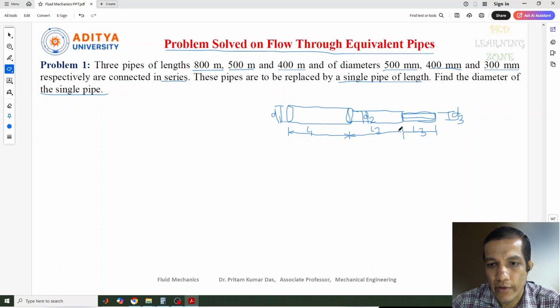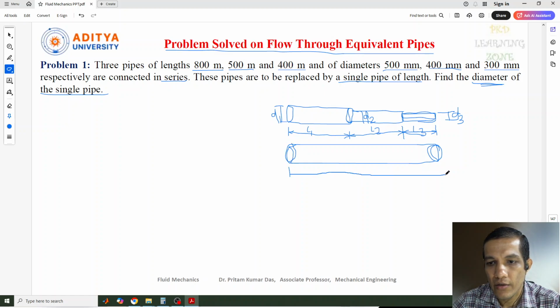So what we need to do is replace these multiple pipes by a single pipe. For that single pipe, what should the diameter be? The length will be the same, because in the previous lecture we have seen that L equals L1 plus L2 plus L3. So let's find out the diameter of this pipe.